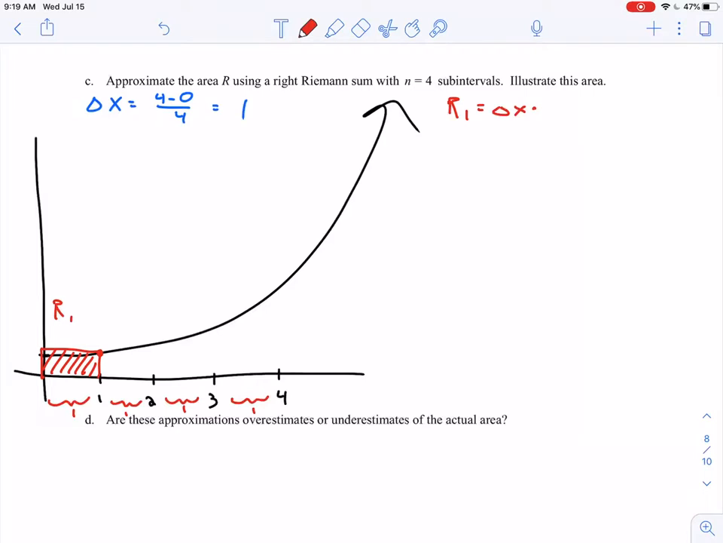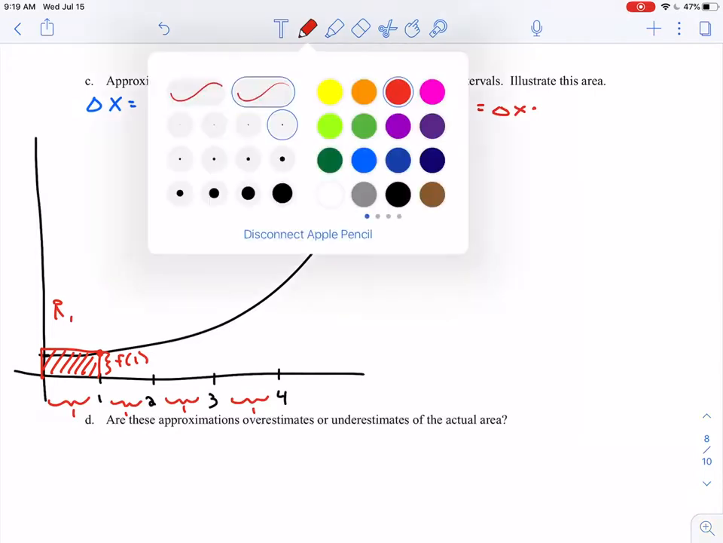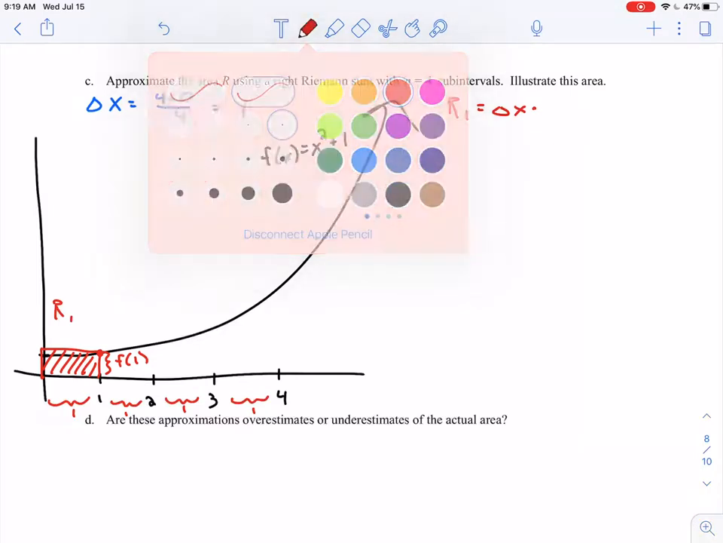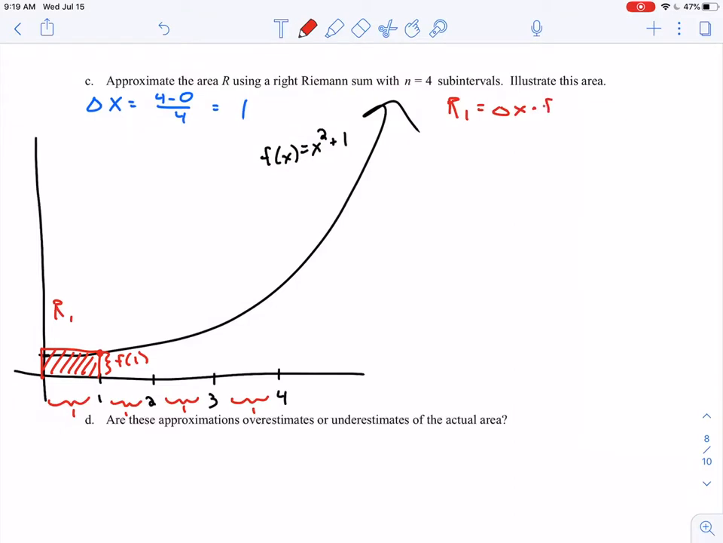So in other words, what is this guy? That is f of 1 units tall. And remember our function, we said this is f of x equals x squared plus 1. So I want delta x times f of 1. So delta x, which is 1, times f of 1, that's 1 squared plus 1. We said that was 1 times 2, which gives me 2.